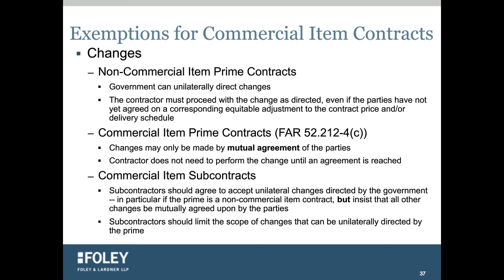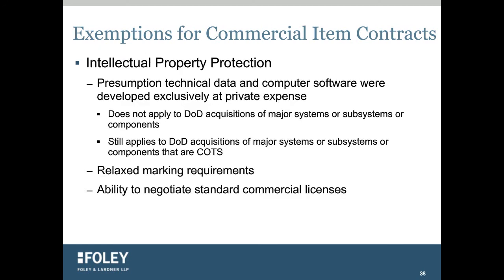Intellectual property protection. There's a presumption that technical data and computer software for commercial items was developed exclusively at private expense, and it's up to the government to rebut that presumption. There's also relaxed marking requirements. If you have a non-commercial item prime contract and you're submitting technical data to the government that was developed exclusively at private expense, you have to have a limited rights legend on it. You fail to include that legend and you don't notice it, the government can have unlimited rights in that. There goes your technical data, there goes your drawing.